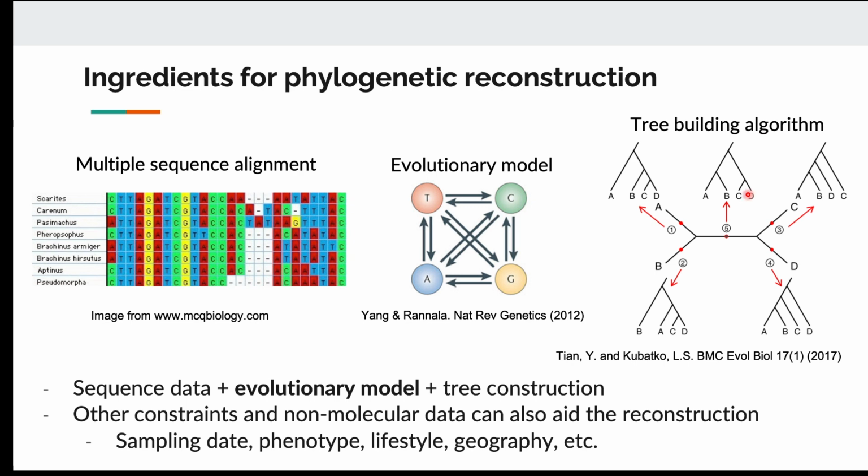Let's say we have 4 taxa, 4 species. There are many ways to connect these together to form a phylogenetic tree. And these are all different. This tells us a different story of evolution. How can we identify the one that fits our data?